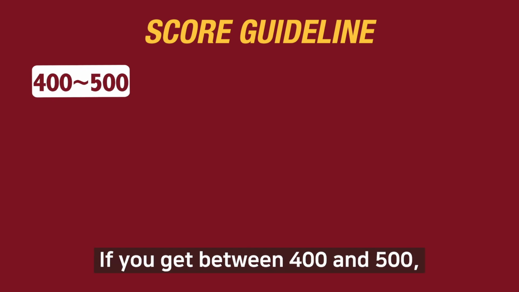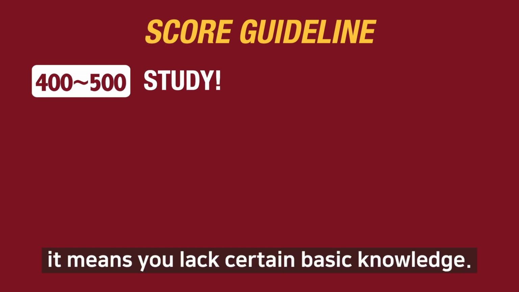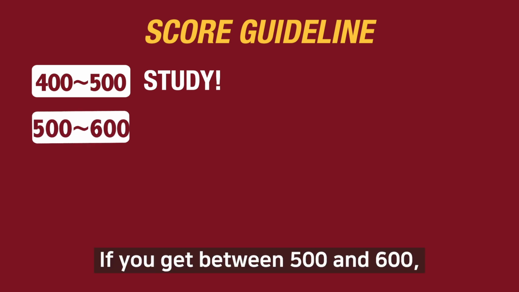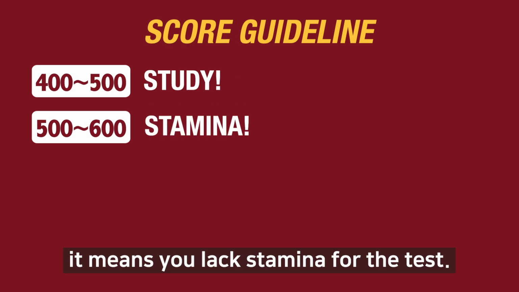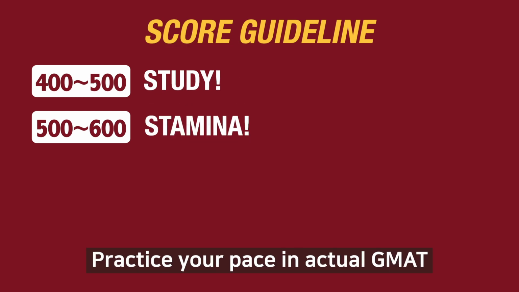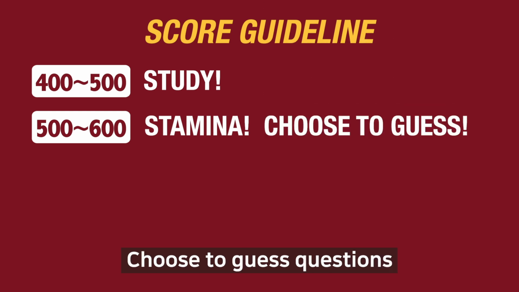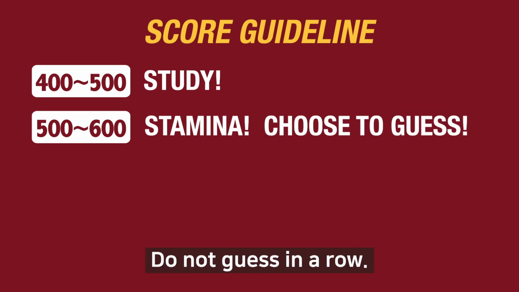If you get between 400 and 500, it means you lack certain basic knowledge. Spend more time studying. If you get between 500 and 600, it means you lack stamina for the test. Practice your pace in the actual GMAT by taking practice exams. Choose to guess questions and save your time. Do not guess in a row.